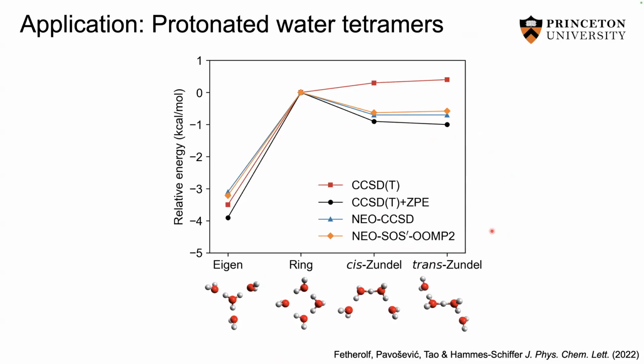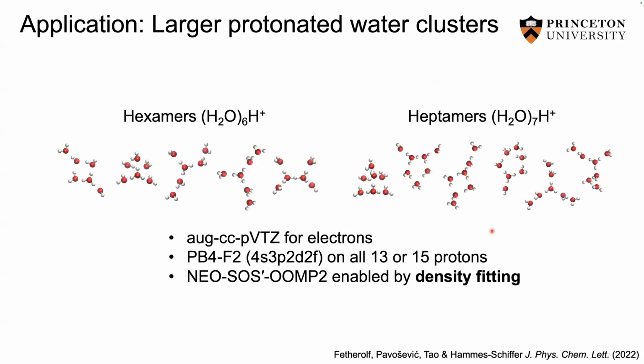And so this is a nice result as well because it gives us a kind of encouragement that we can use this method for larger systems where maybe CCSD would be really difficult, and it will probably give us a qualitatively, if not quantitatively, correct answer. So one of the larger systems that we use this method on is larger protonated water clusters. In this case, hexamers. So in this case, it's a protonated hexamer and also protonated heptamers. So 7 water molecules with an excess proton.